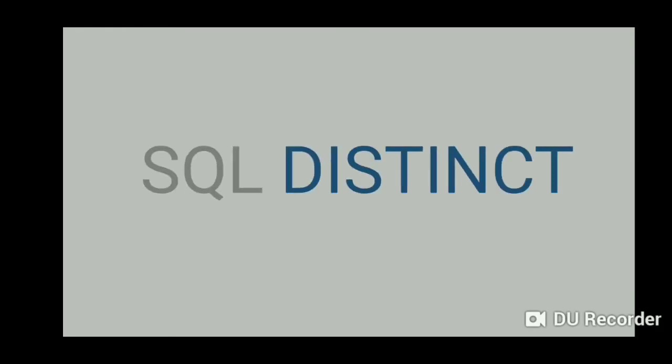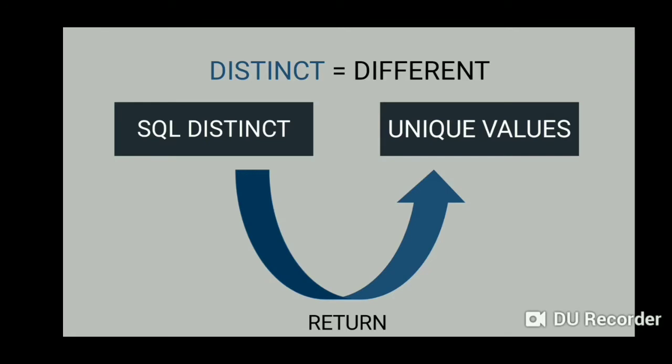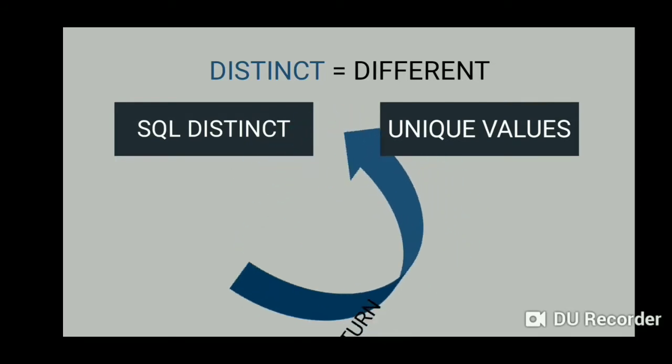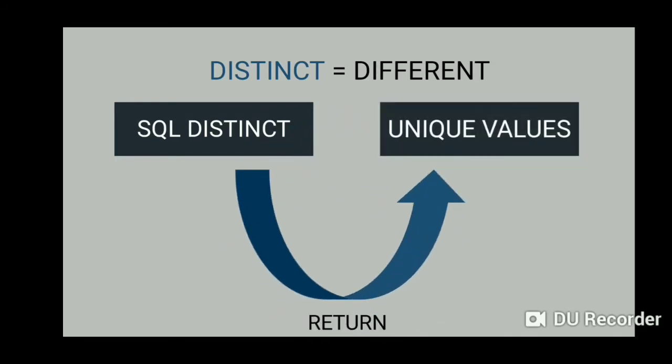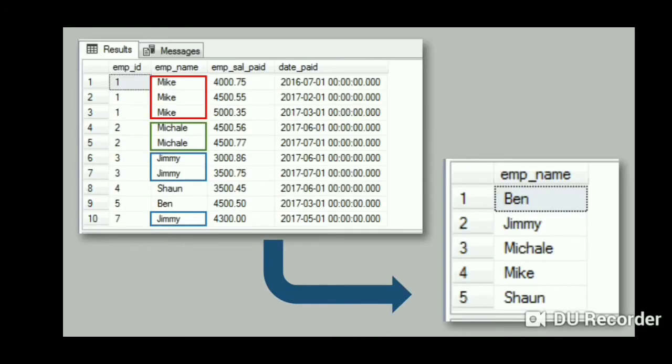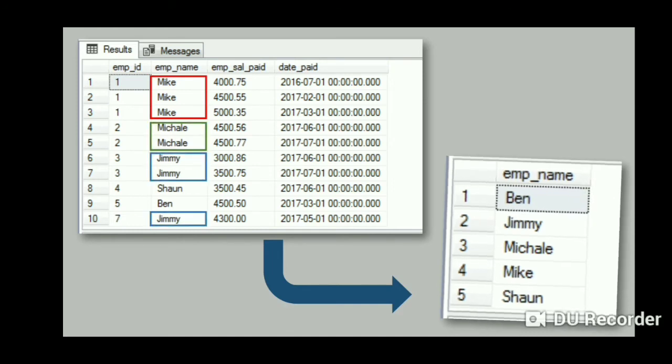So let us now talk about SQL distinct. When we say distinct, it means different from something else of a similar type. So the SQL distinct statement is used to return only the unique values. Inside a table, a column often contains duplicate values, and sometimes you only want to list the different ones.